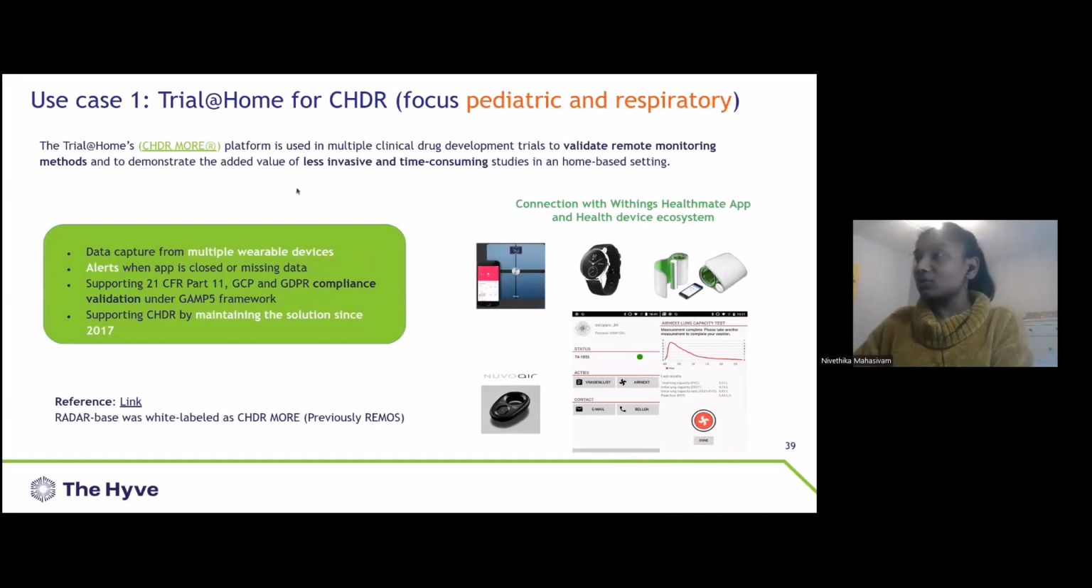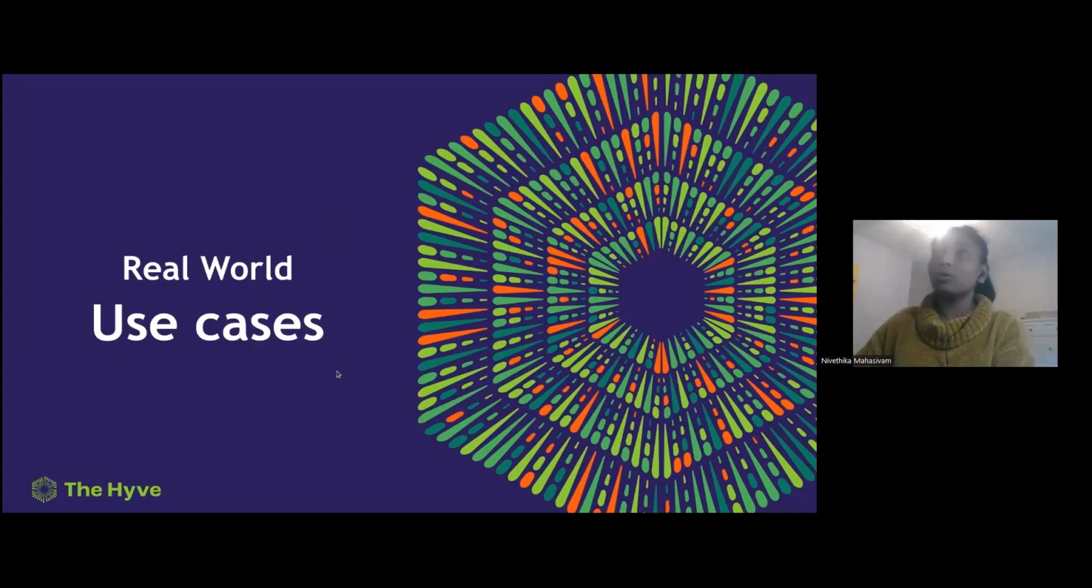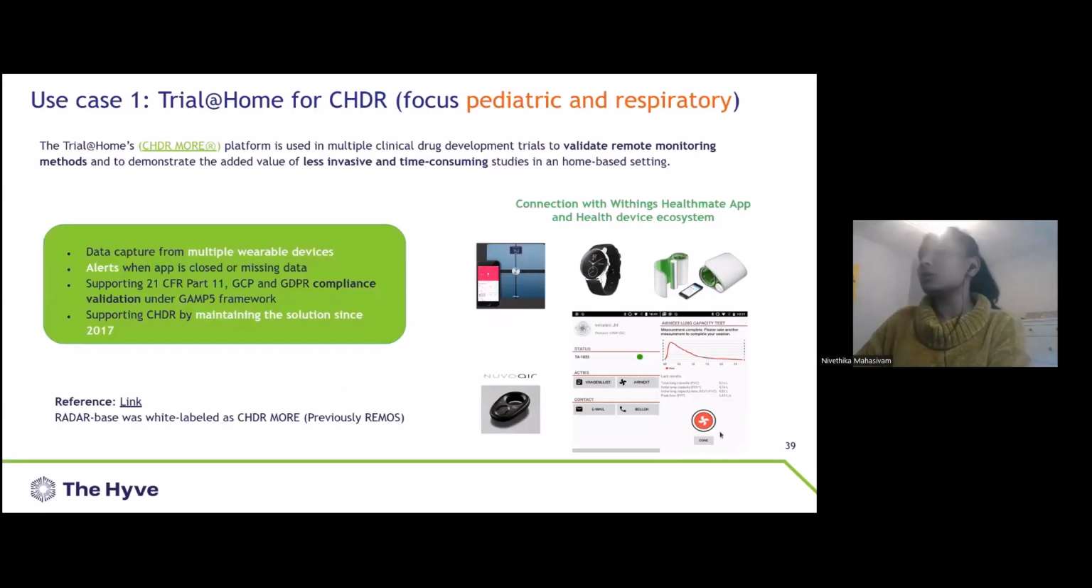Okay, so next I will be going into some of the use cases where the platform has been used. One is the trial at home service for the Centre for Human Drug Research in the Netherlands. So they work with pharma companies or hospitals to do clinical trials that are further used in drug development.